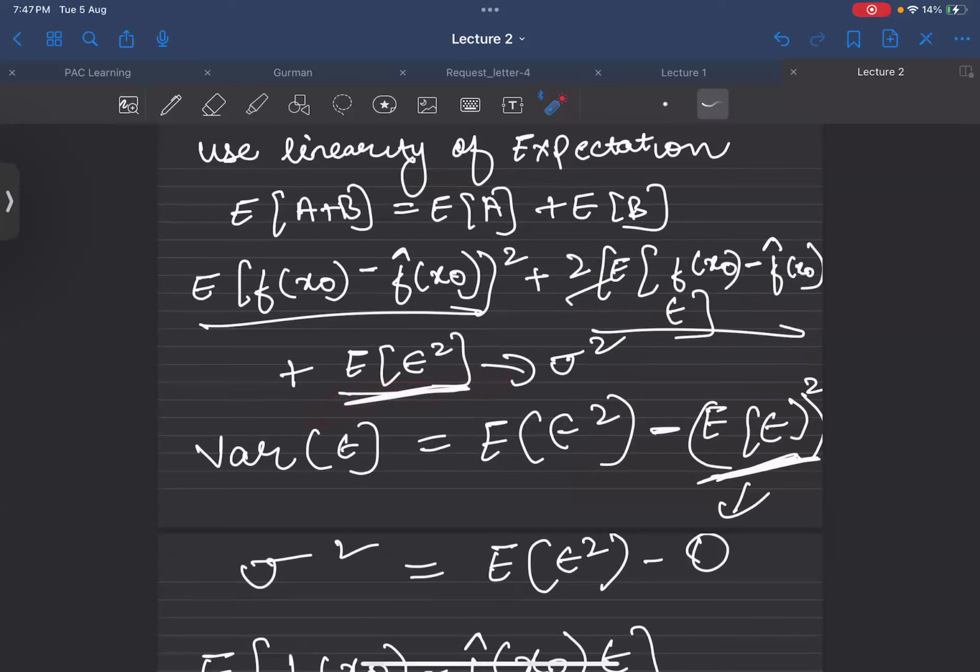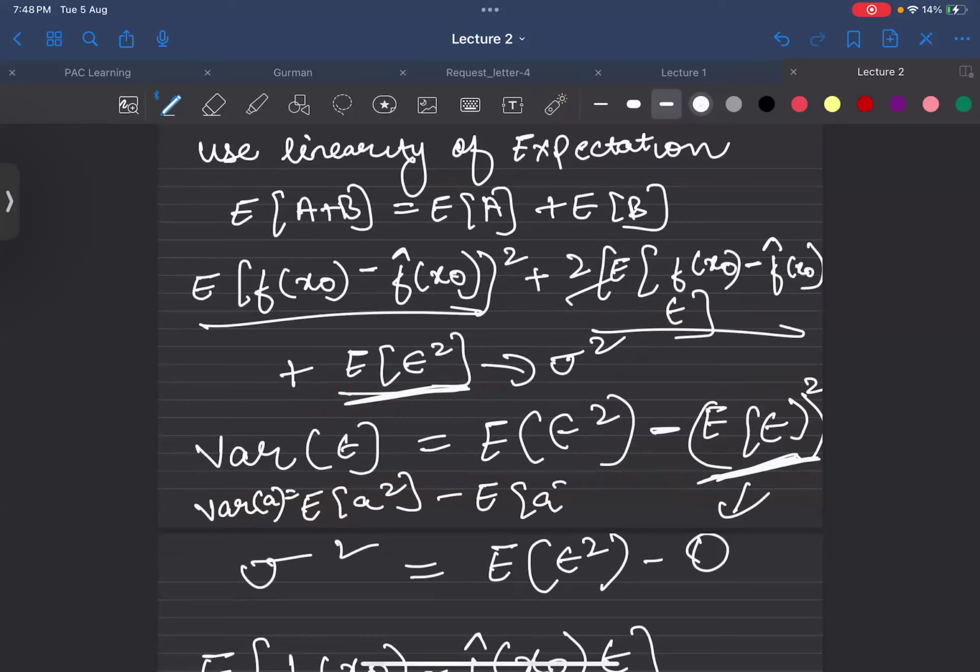Epsilon, we know the variance formula. What is the variance formula? The expectation of epsilon square minus expectation of epsilon whole square. Variance of A is equal to expectation of A square minus expectation of A whole square. You should remember this. When I have to write the variance in terms of expectation, this is the formula. So I have written expectation of epsilon square minus expectation of epsilon whole square.